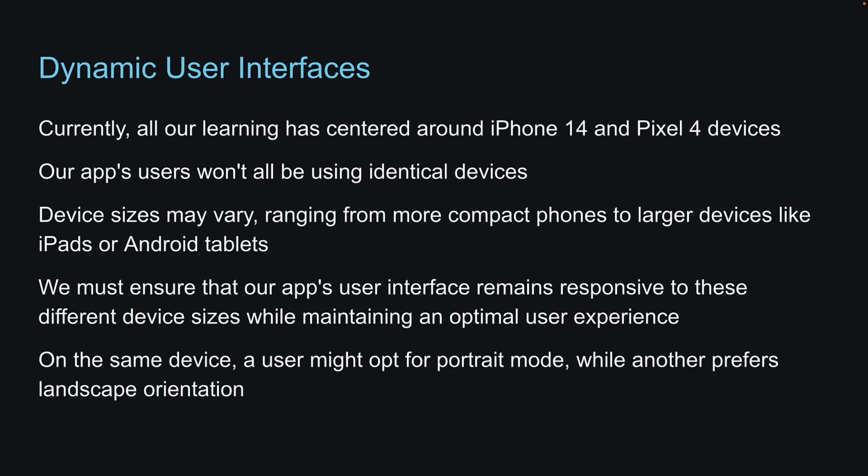Even on the same device, a user might opt for portrait mode while another prefers landscape orientation. Our UI needs to be capable of accommodating these varying preferences. In this section, we will learn a few APIs that React Native provides to gracefully accommodate such changes.